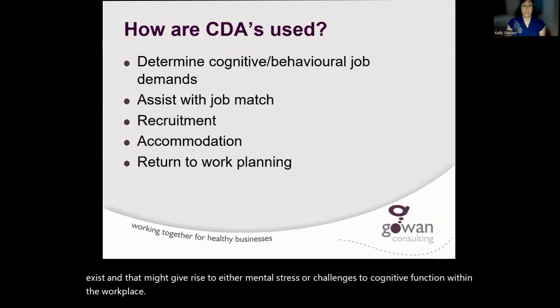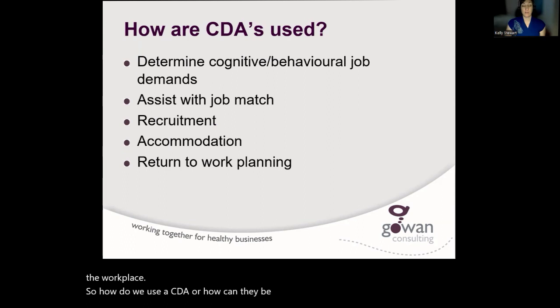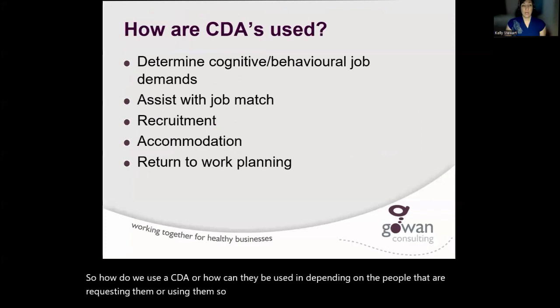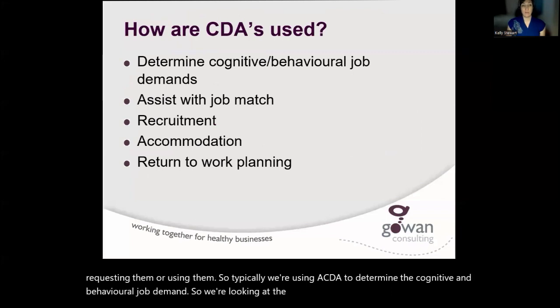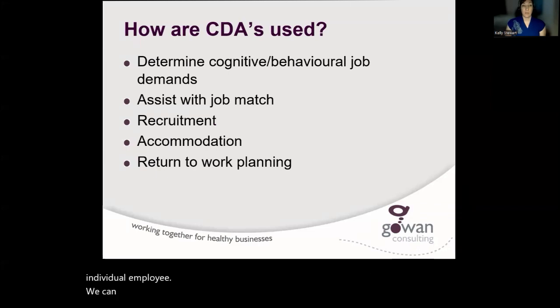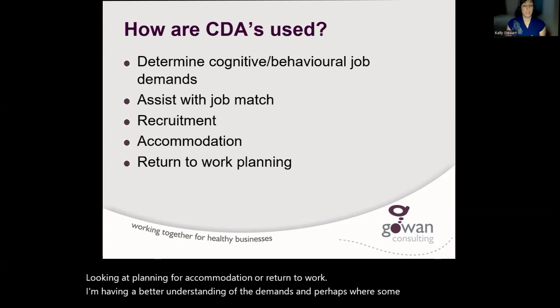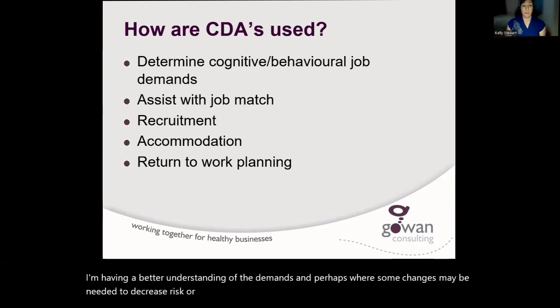So how can a CDA be used, depending on the people that are requesting them or using them? Typically, we're using a CDA to determine the cognitive and behavioral job demands. So we're looking at the overall job itself, not specifically an individual employee. We can use this information to help with job matching. It can be used in some cases for recruitment, looking at planning for accommodation or return to work, and having a better understanding of the demands and perhaps where some changes may be needed to decrease risk or improve work satisfaction and performance.